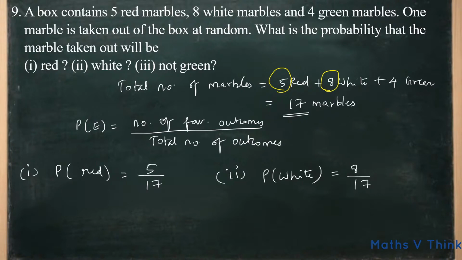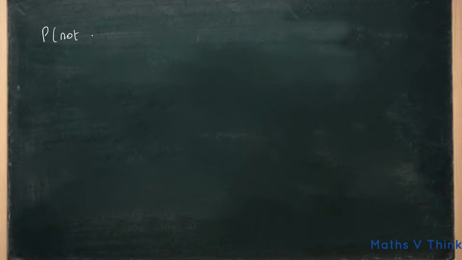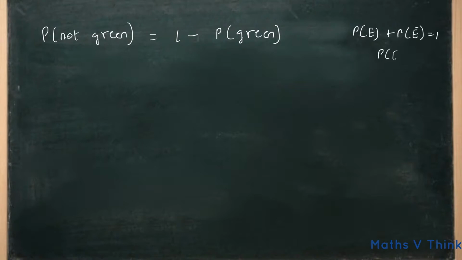Third one is to find the probability of not green. So first we need to find the probability of green, which is equal to, the number of favorable outcomes for the green is 4. So 4 divided by total number of marbles, that is 17. So probability of not green is equal to 1 minus probability of green, because we know probability of an event plus probability of not an event is equal to 1. So probability of not an event is equal to 1 minus probability of an event.